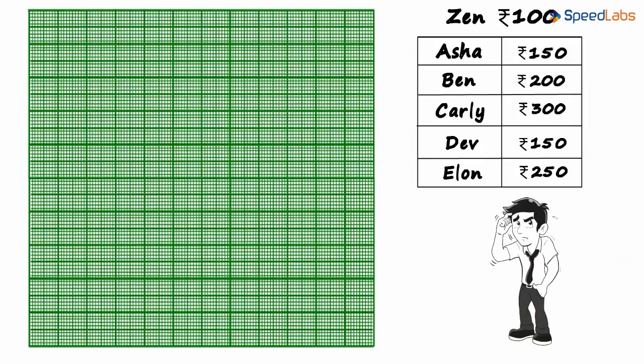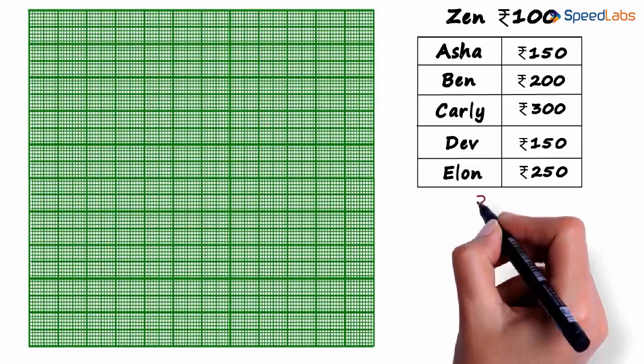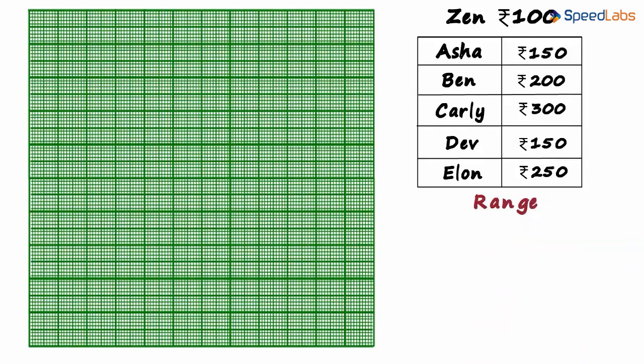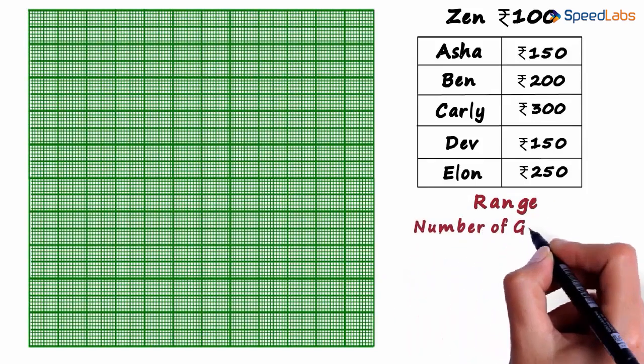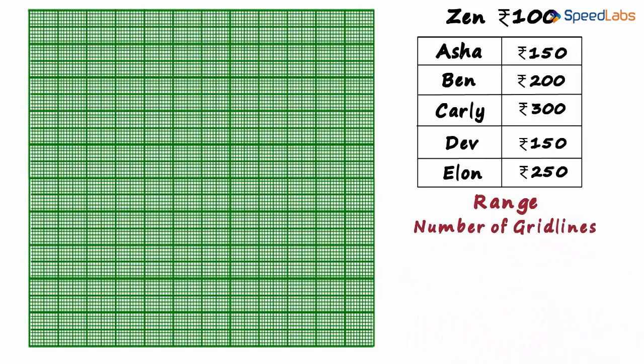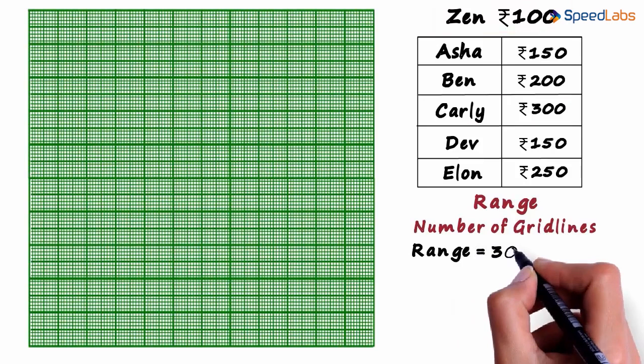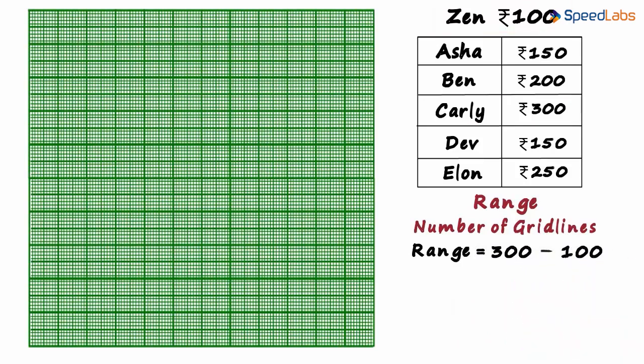There are a couple of things that affect the scale. First, the range of the data. By range, I mean the difference between the greatest and the smallest value. And second, the number of grid lines. Let us find out the range first. The largest value in this set is 300, which is Carly's weekly allowance. And the smallest value is 100, which is Zen's allowance. The range will be 300 minus 100, the largest value minus the smallest value.